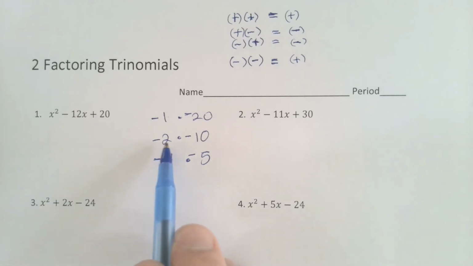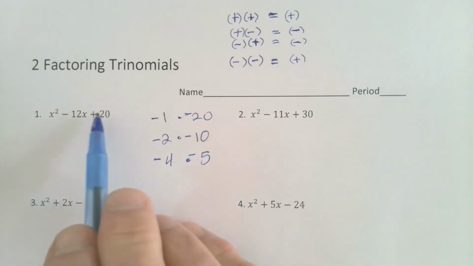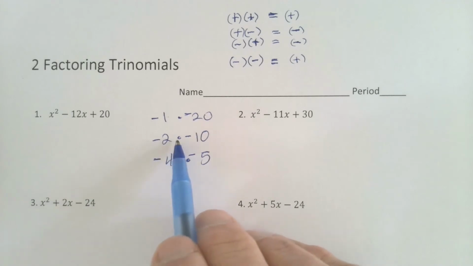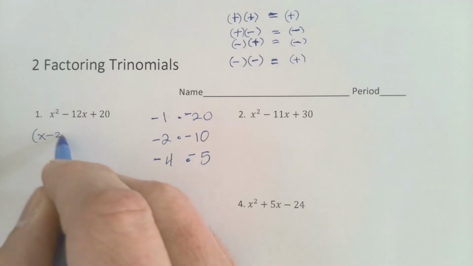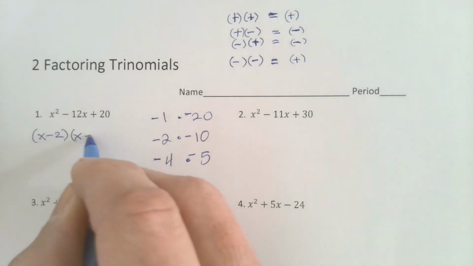Yeah, so this is the correct combination here, because negative 2 times negative 10 makes 20, but negative 2 plus negative 10 makes negative 12. So this factors as x minus 2 times x minus 10.